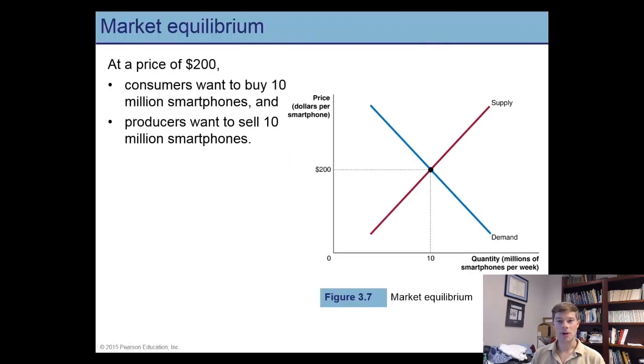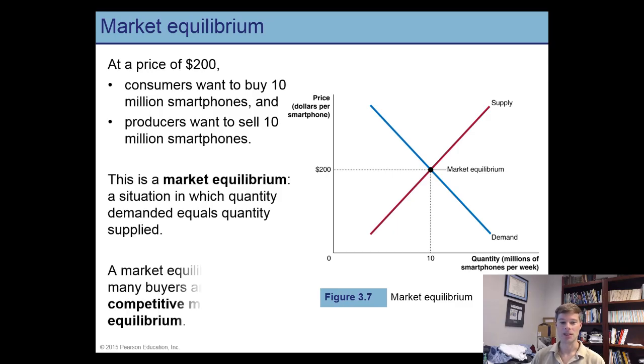First, consider a graph where we are plotting the supply and the demand for a product, such as the supply and demand for smartphones. A market equilibrium mechanically is going to be where the supply and demand curves intersect each other. This will show us a situation in which quantity demanded equals quantity supplied. At this intersection point, there will be no pressure for the equilibrium price to change, and there'll be no pressure for the equilibrium quantity to change.